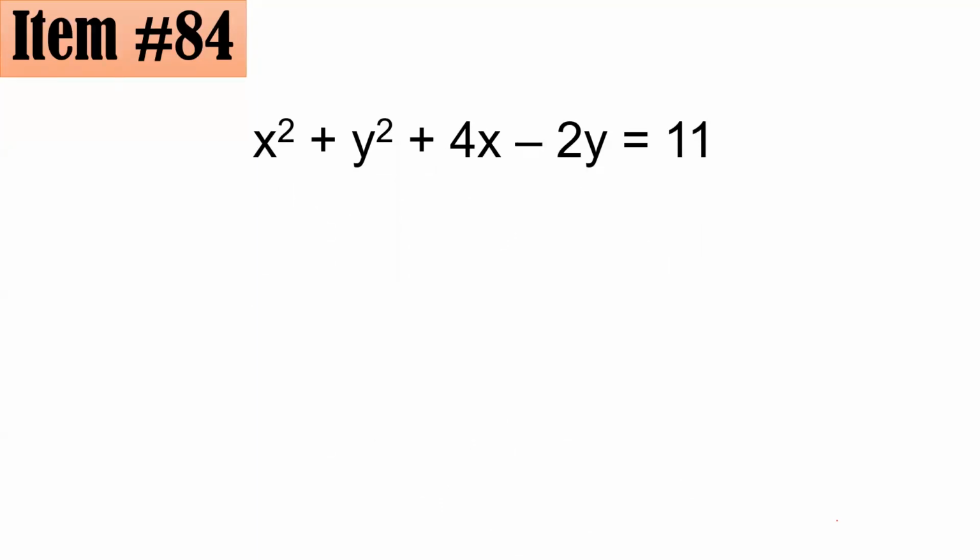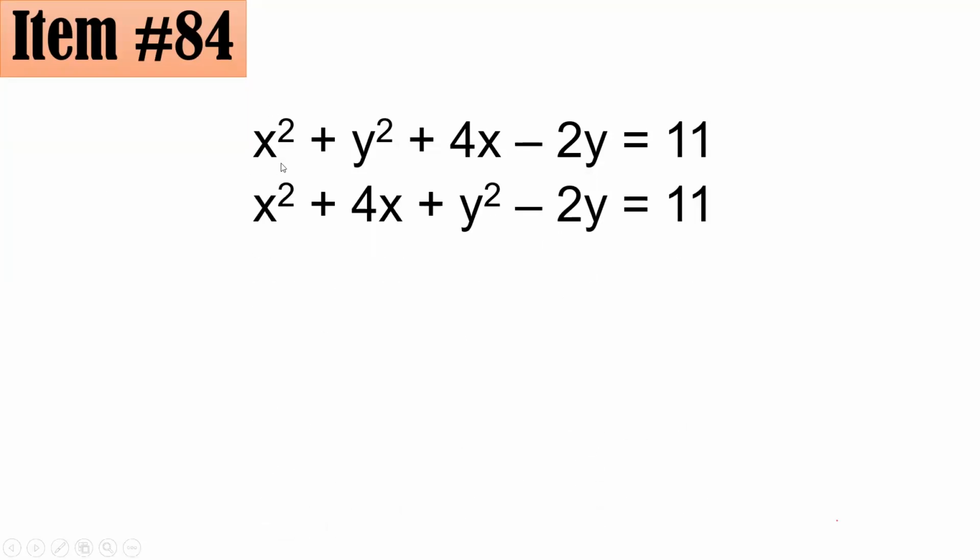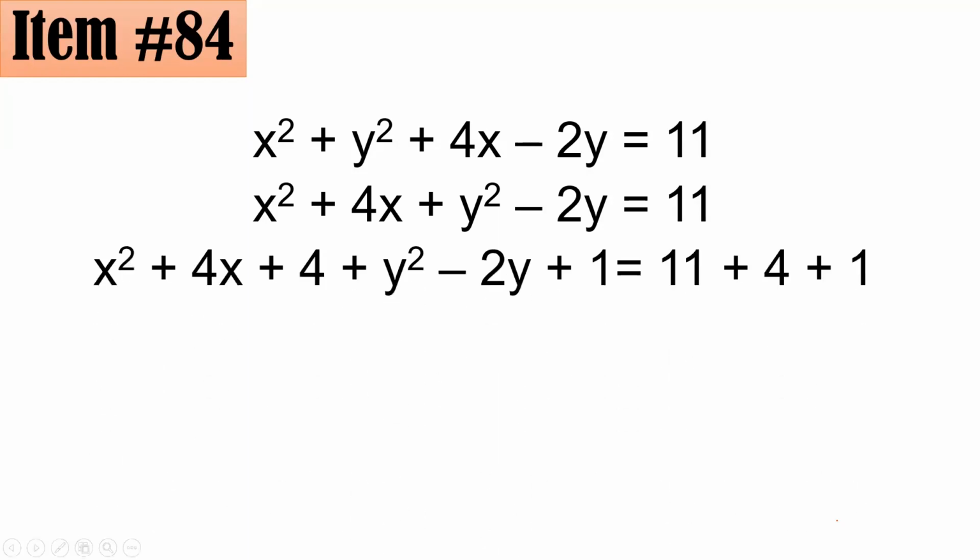Okay, in this case, we will group together all terms containing the same variable. So I have here, placed nearby each other, x squared plus 4x. And I have here y squared minus 2y equals 11. Then what we will do next is we will employ what we call completing the square. So to complete the square po, anyway, the coefficients of x squared and y squared are already equal to 1. So just divide 4 by 2.